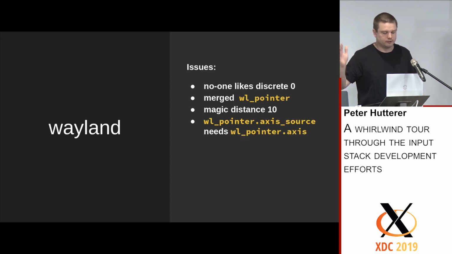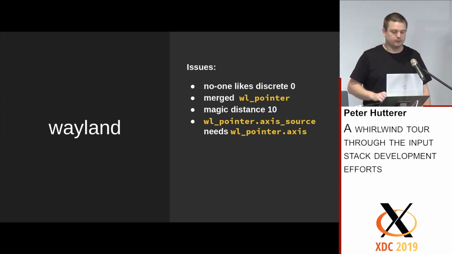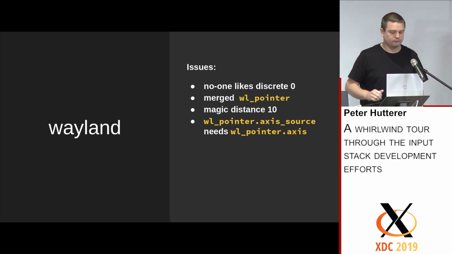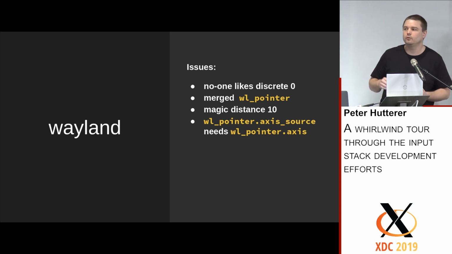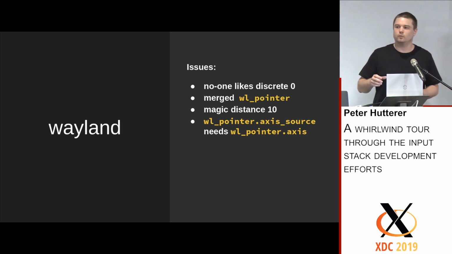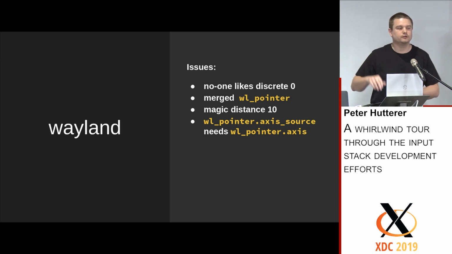There's a few other issues, like for example, no one likes discrete 0. Roughly the same issues with libinput there. The merged WL pointer I just mentioned, you can't scroll on 2 things at the same time without getting confused. There is a magic distance of 10, sort of more or less hard-coded. For historical reasons, Weston started out converting a wheel scroll event to a pixel value of 10. Mutter, when it started adding the Wayland support, started doing the same. So if you're using Weston or Mutter, every wheel event will be sent with an axis value of 10. You get the discrete event on top, so you can undo that.